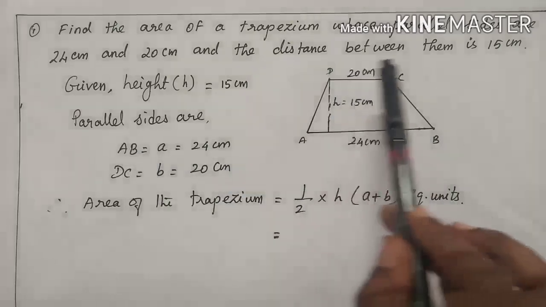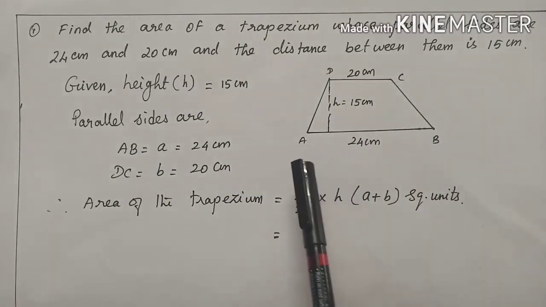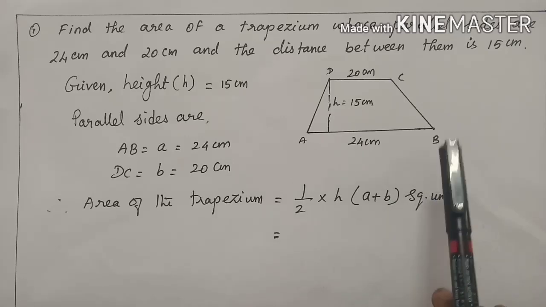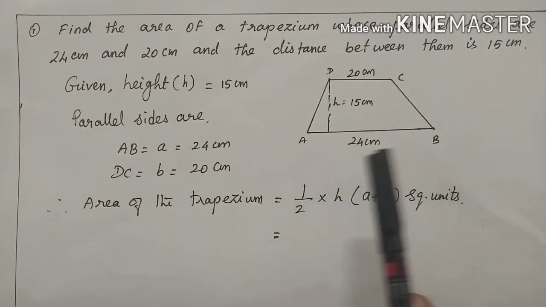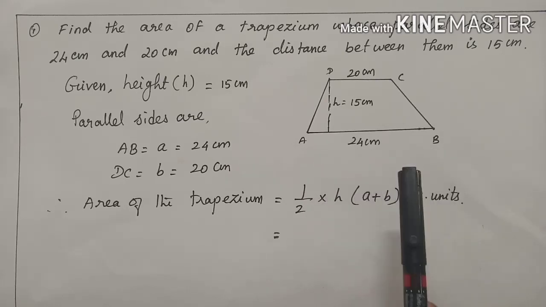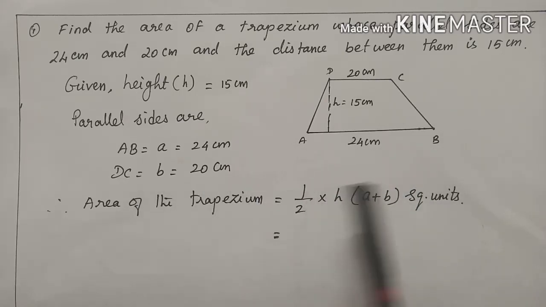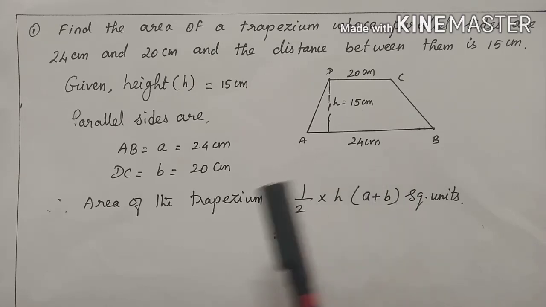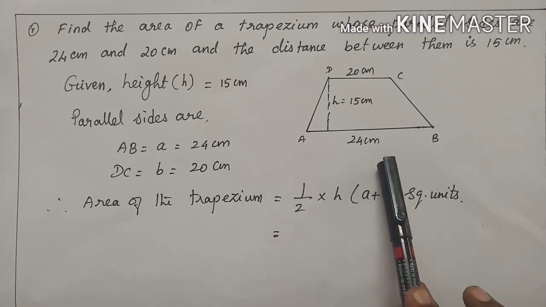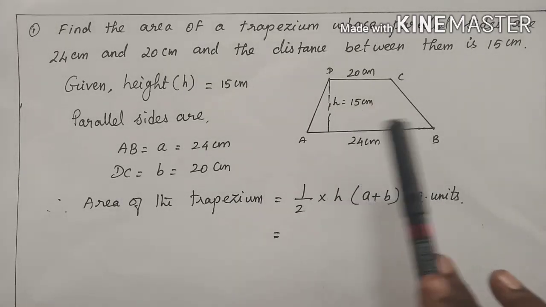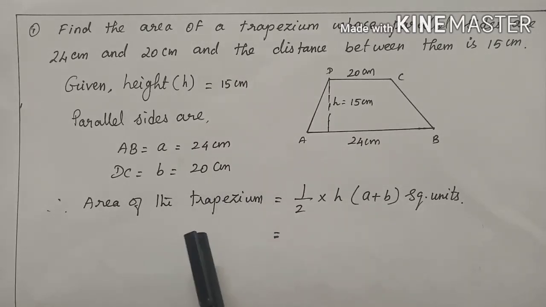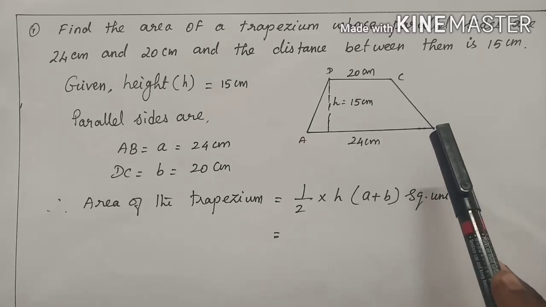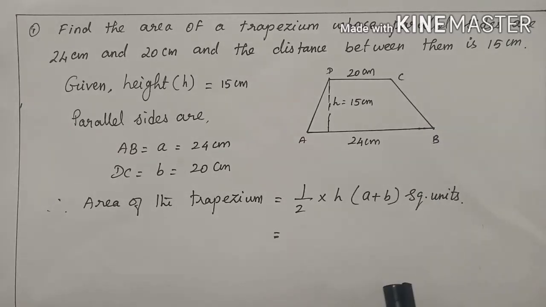These two sides are parallel sides, that is side AB and side DC. Right. AB equal to A equal to 24 centimeter. DC, that side you can take as B, that is equal to 20 centimeter. Two parallel sides. Right. Let us move on with the formula now.